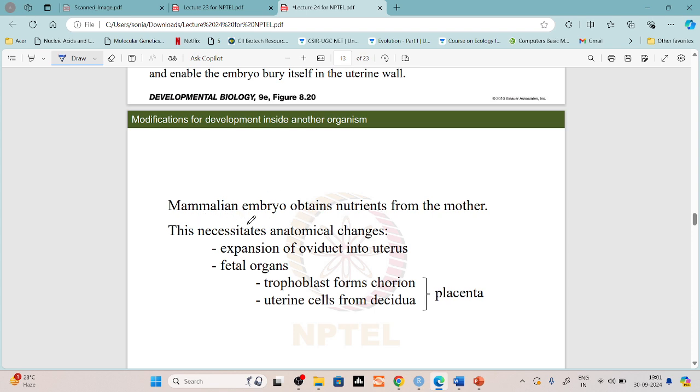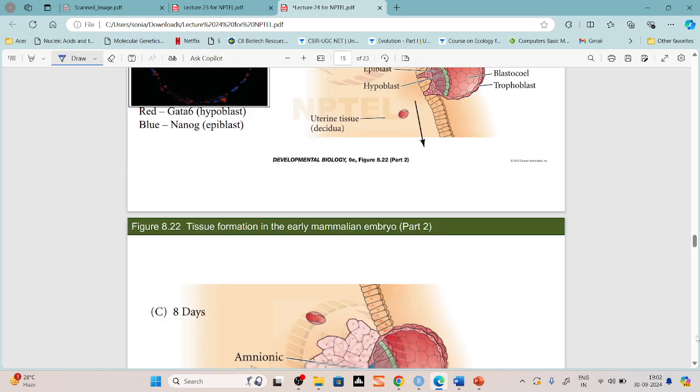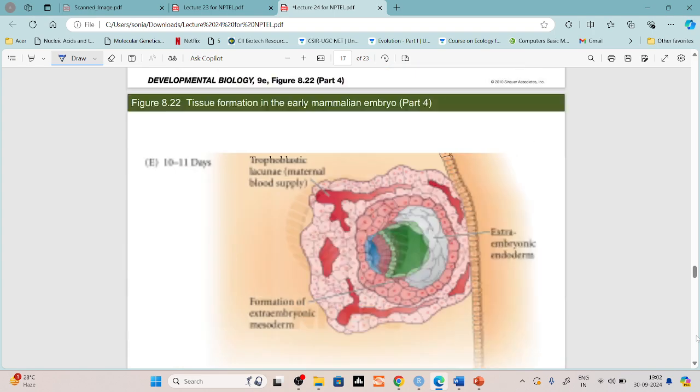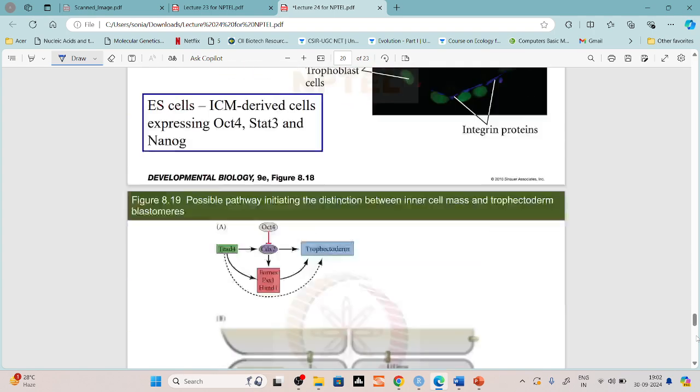So now the embryo, which is inside the womb of a mother, how does it obtain the nutrients? It obtains the nutrients from the mother with the help of the placenta. The placenta basically has two parts, chorion and decidua. Chorion is basically the trophoblast, and decidua is coming from the mother, which are the uterine cells. Okay, fine. These are the figures.